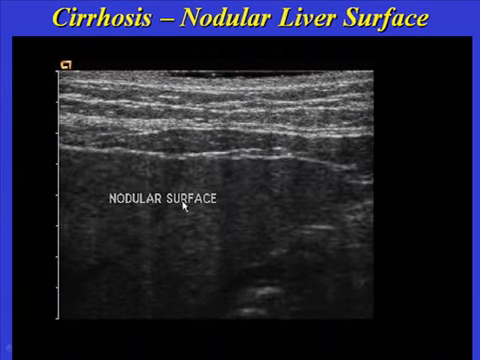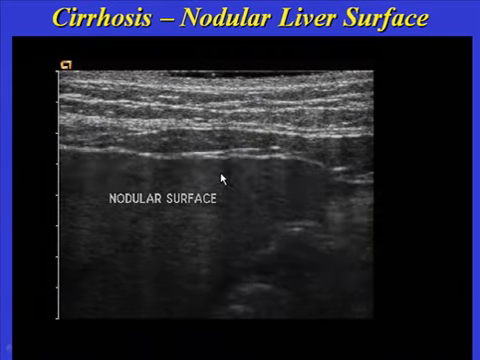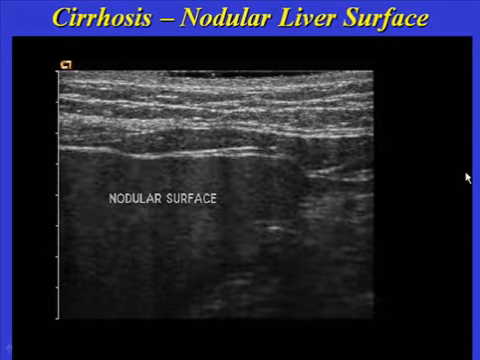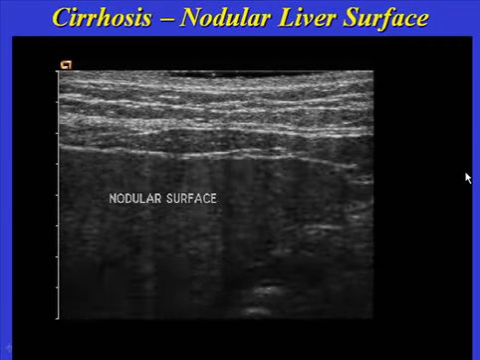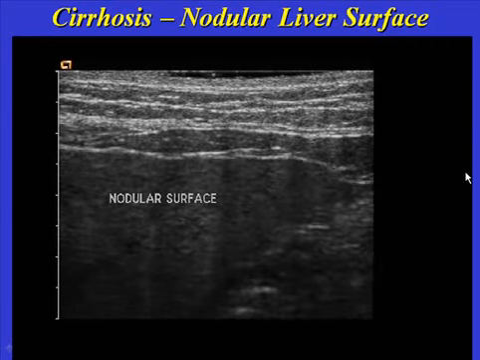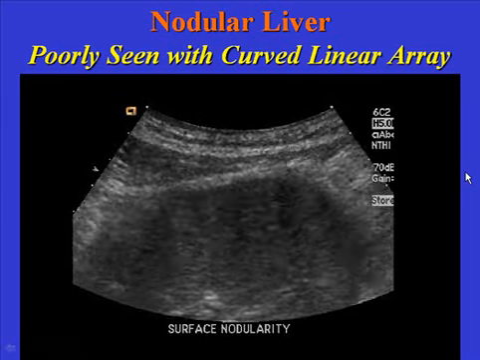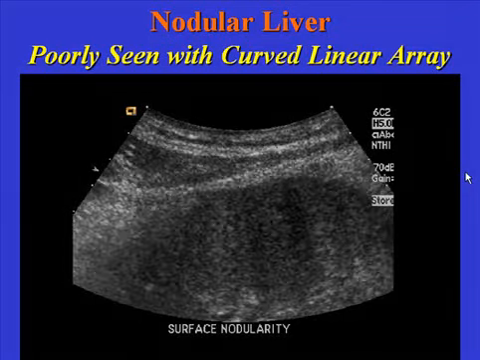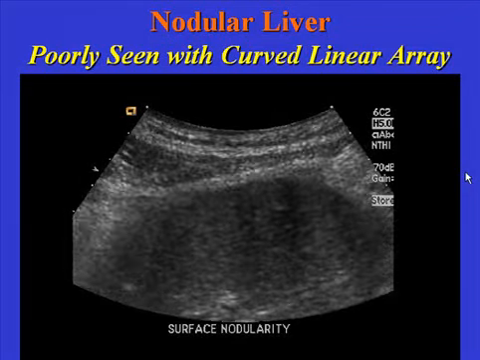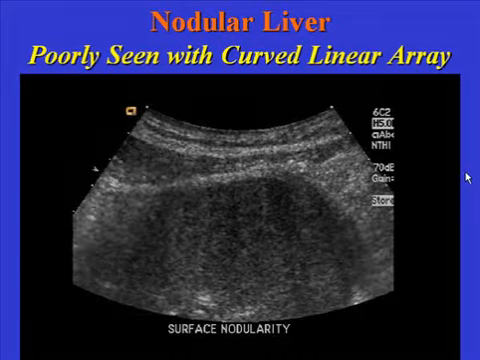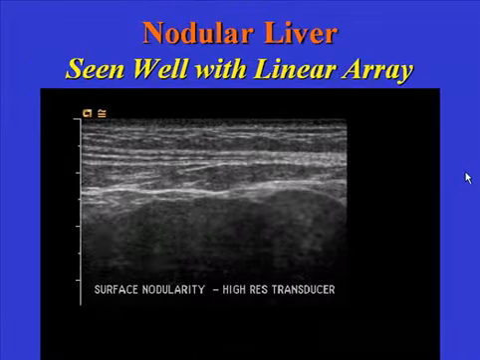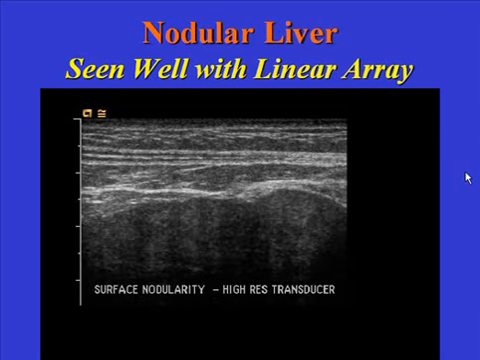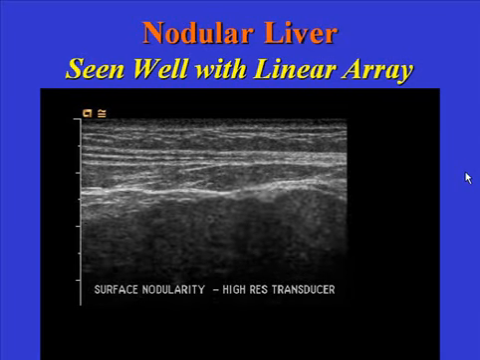Here's a nodular liver surface with a high-resolution transducer. And I don't think anyone would dispute that this is nodular, and this has a good predictive value for cirrhosis. Now, this is a patient who has liver nodularity, but it's not seen very well because we're using our lower resolution abdominal transducer. Here's the same patient with a high-resolution transducer, and you can see how much more clearly it's seen. So technique's important.